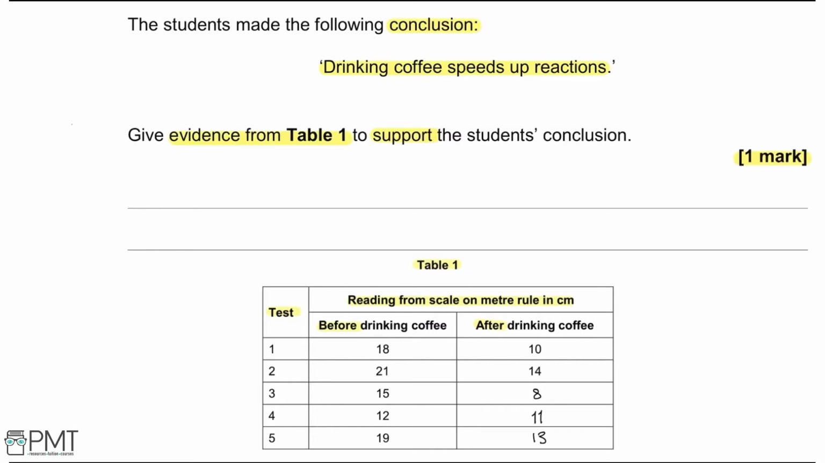By looking at table 1, you can quickly see that all of the numbers on the left are greater than those on the right. So 18 is greater than 10, 21 is greater than 14, 15 is greater than 8, 12 is greater than 11, and 19 is greater than 13. And you get that mark for saying that after drinking coffee, the ruler does not fall as far.